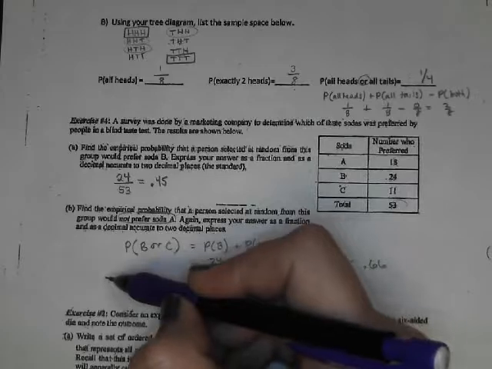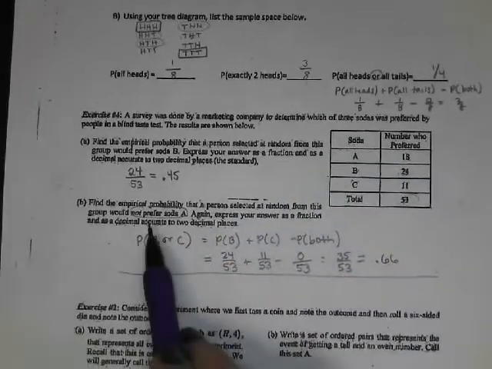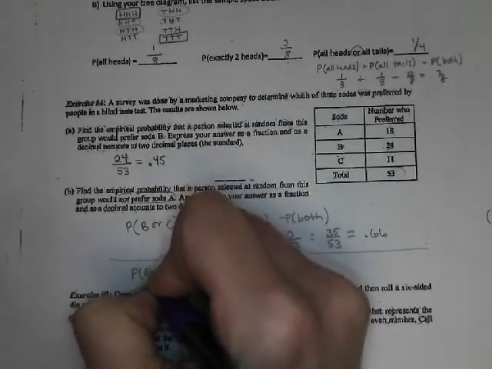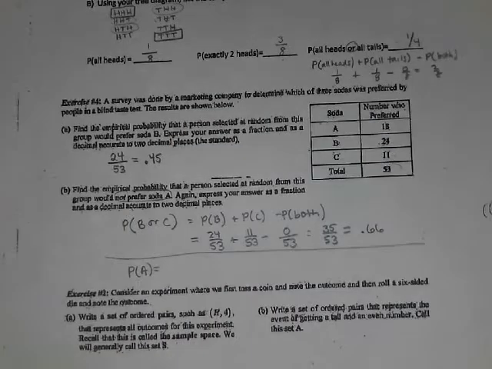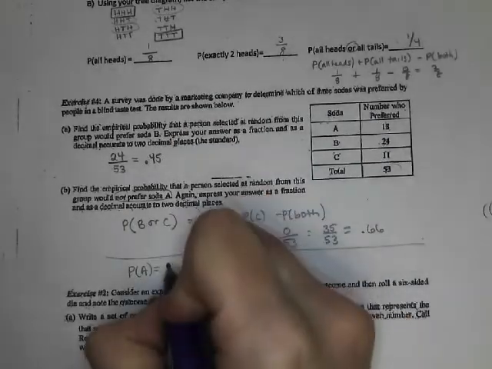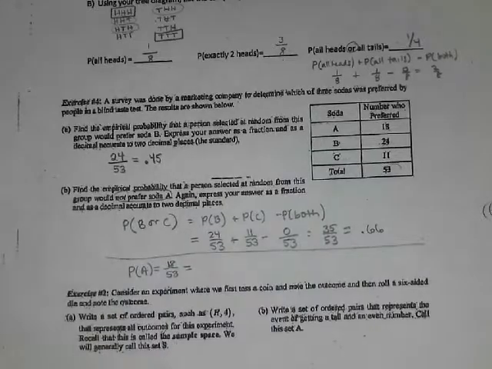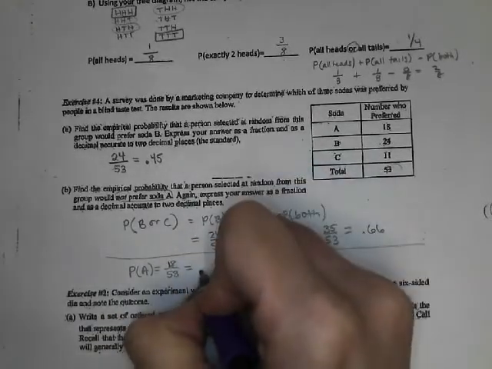Another way to do this, if it's not A, you could actually calculate A. The probability of preferring A is 18 out of 53, which would be 0.34.